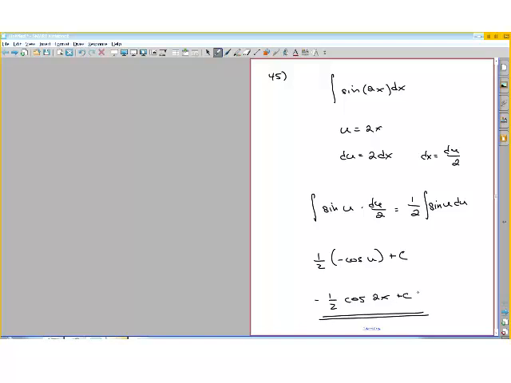Again, if I take the derivative of this, the constant goes to 0. The chain rule says the derivative of the cosine of 2x is 2 times negative the sine of 2x, because the derivative of the cosine is negative sine, so you get negative the sine of 2x. The negatives cancel out, the 2 cancels out with the half, and you're back to where you started from. Okay, let's see what's next. 45, 46, let's do 46.